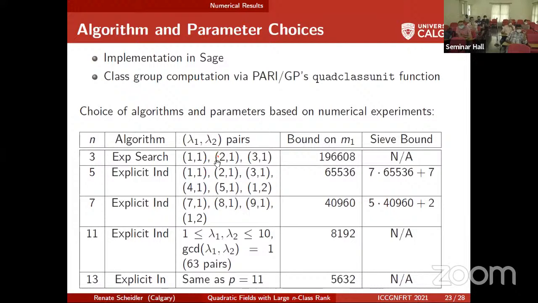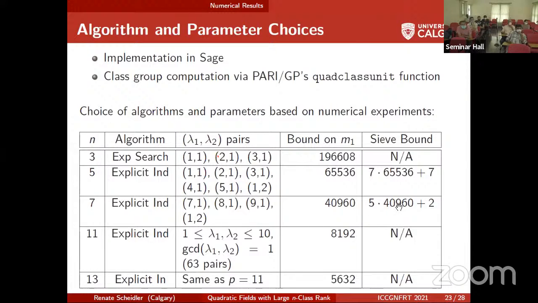These were the lambda pairs. This is our biggest bound on M1. I think this is something like 2 to the 14. Sieve bound doesn't apply. For n equals 5, these were determined to be the best lambda pairs. This is our power of 2, the biggest bound on the bigger norm. And the sieve bound, the best bound was experimentally determined to be twice the bound on M1 plus 7. And then similarly for 7, we use these sieve pairs and the slightly smaller bound.